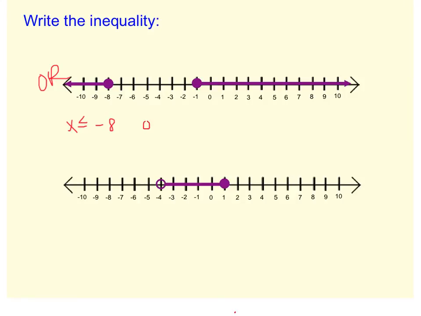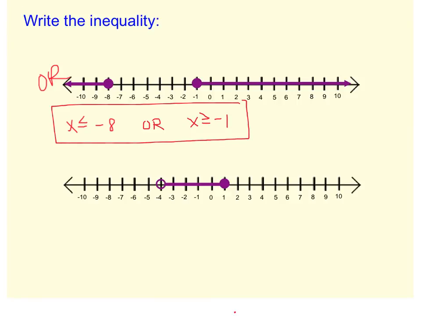Or x could be over here on the right, so I have x, I have the -1, so always put the variable on the left side, and then we're shading to the right and it's a closed circle, so greater than or equal to. And that is your compound inequality from your graph.